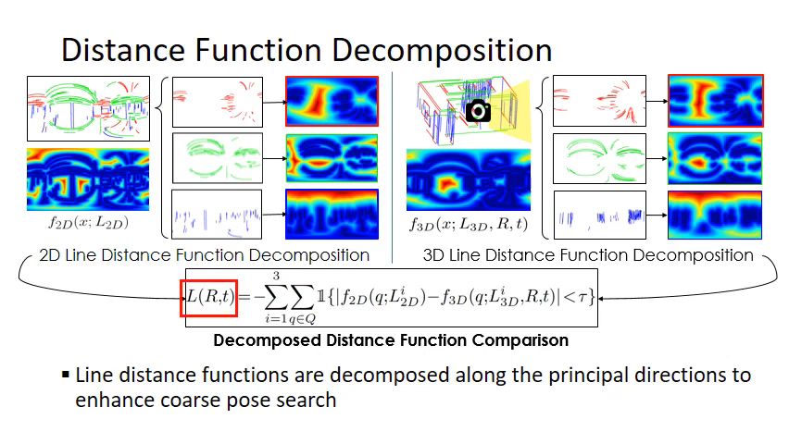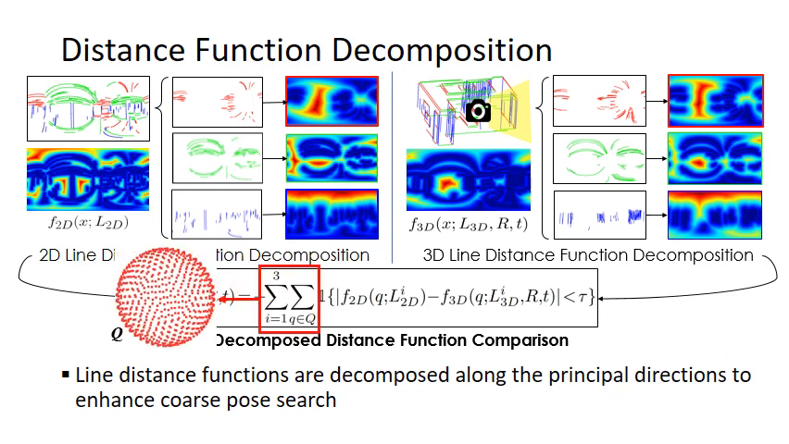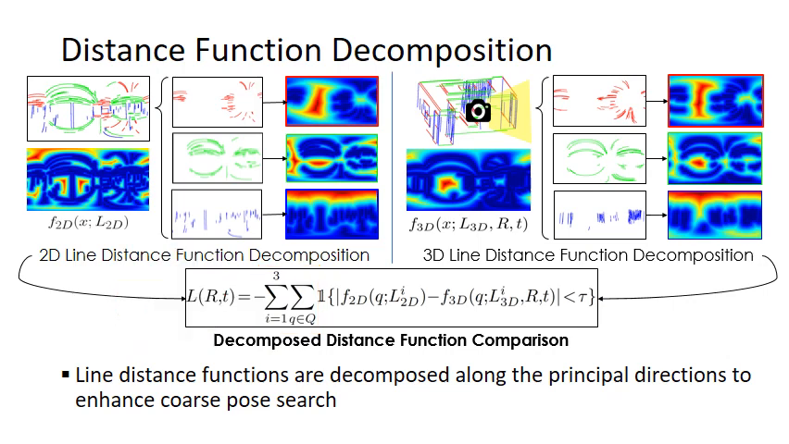Here, the cost function is defined for each rotation and translation within the map, and compares the decomposed distance function values for uniformly sampled points on the sphere.